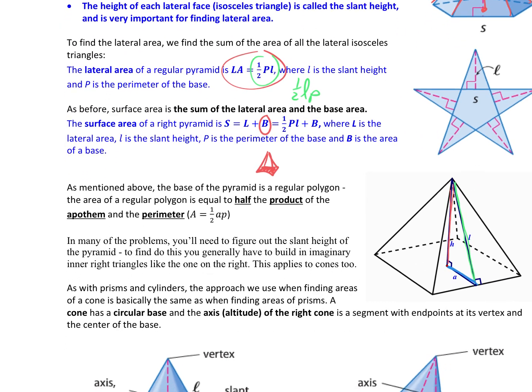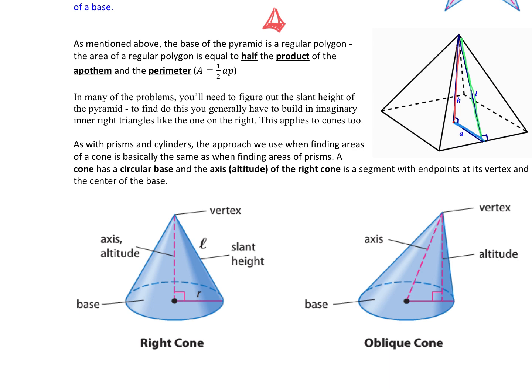Okay, and then let's also apply this to cones. A cone still has a slant height. It still has the regular altitude. There's still this right triangle, but now instead of thinking of apothem, we can just think of radius. That makes a nice right triangle, and life is good.